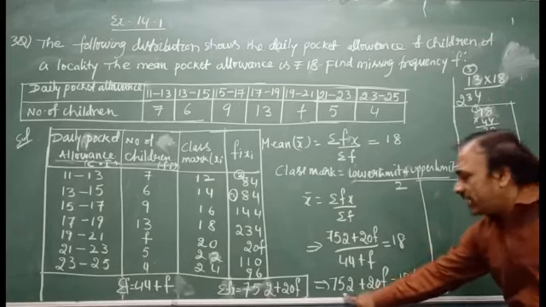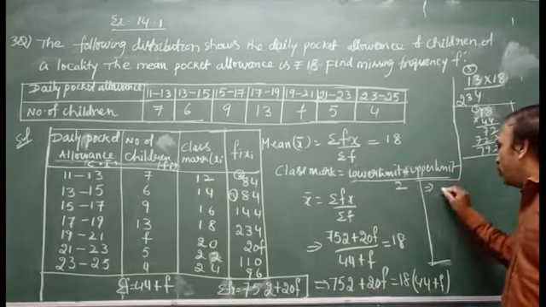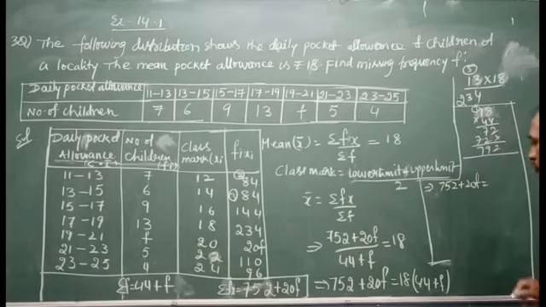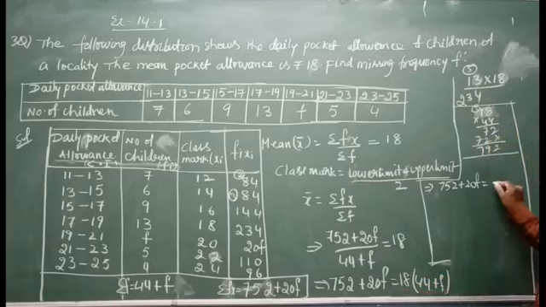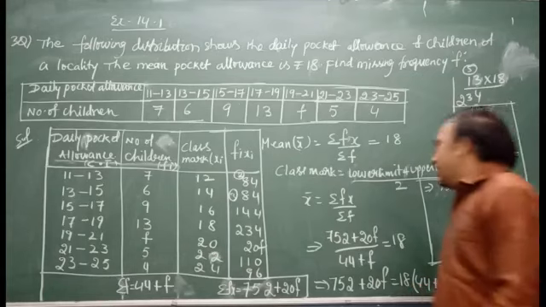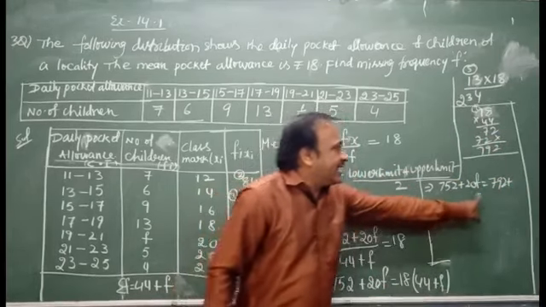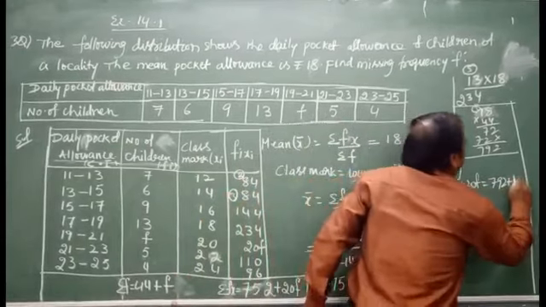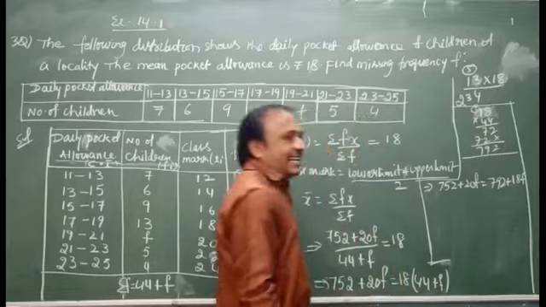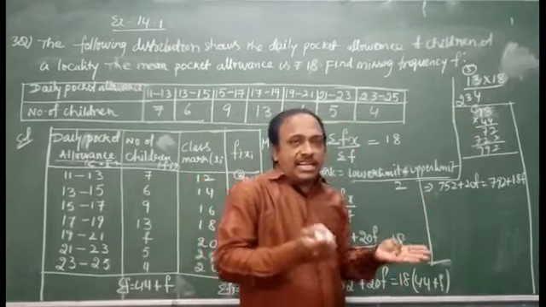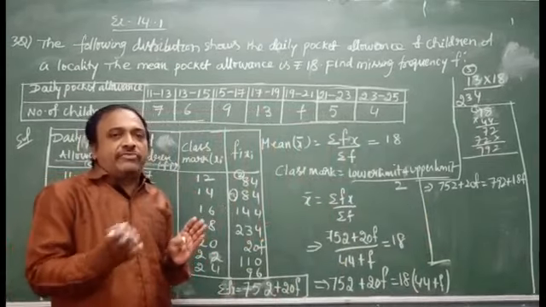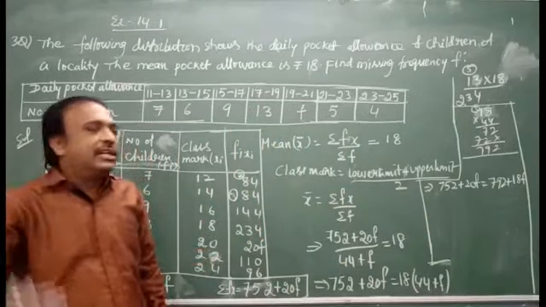Next step: 752 plus 20f is equal to 18 into 44, which is 792, plus 18 into f, 18f. Now bring the terms as we learned in the previous classes, solving the equation: bringing like terms and variables to one side and constant values to the other side.